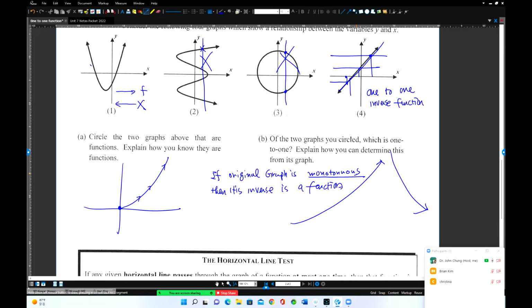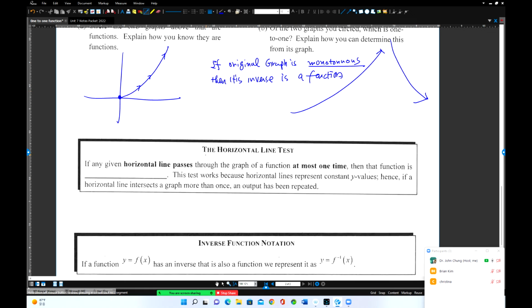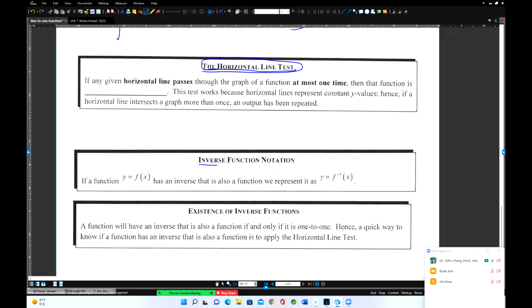Now, what's the relation between the original and its inverse graph? For example, the horizontal line test. To check whether the inverse is a function or not, we use a horizontal line test. We use this inverse function system to avoid confusion. This is the original, this is the input, inverse. One more over here.